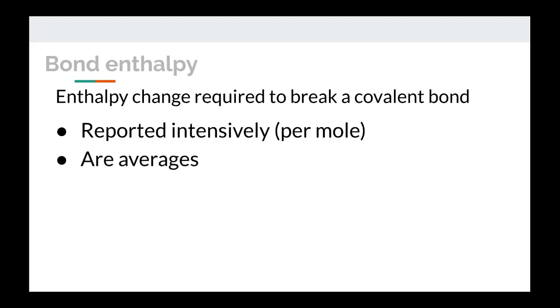It's important to realize that not every particular kind of bond is going to have exactly the same bond energy. For example, if you have a compound that has multiple OH bonds in it, once you break the first OH bond, the others will be easier to break. So these are averages. And that means that they're going to be a little bit off from the experimental values, and you can only really use them to make estimates.